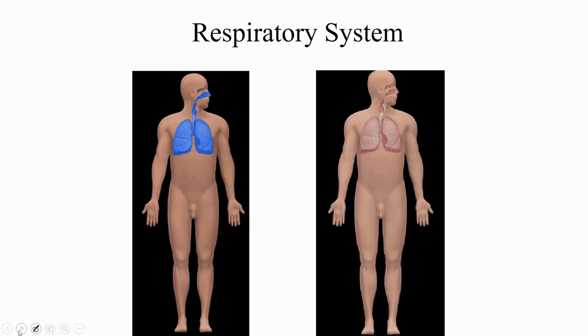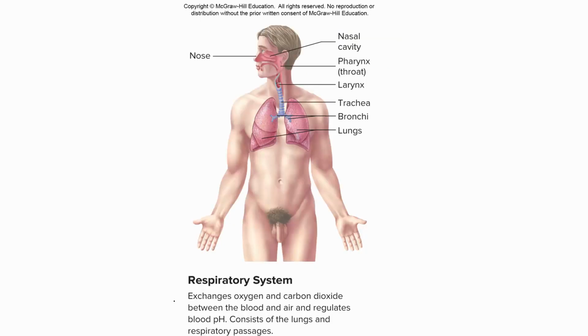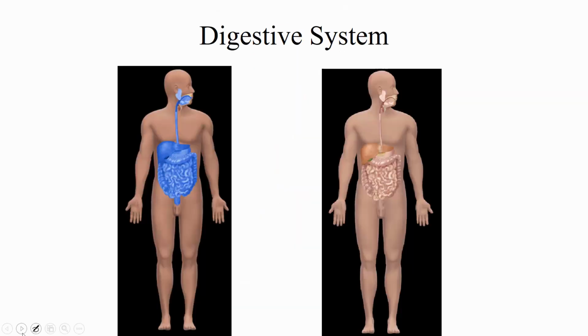The respiratory system is going to be key for oxygen and carbon dioxide exchange between the blood and the air. If the respiratory system isn't working, your cells can't survive without oxygen, and that is obviously lethal. The lungs and the respiratory passages, like the trachea, are going to make up the respiratory system.